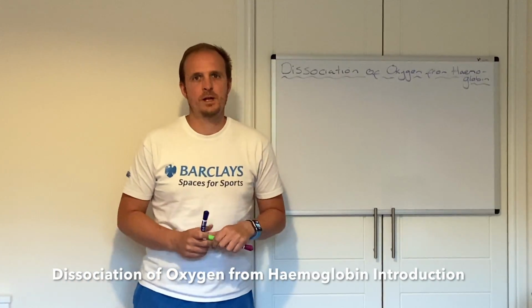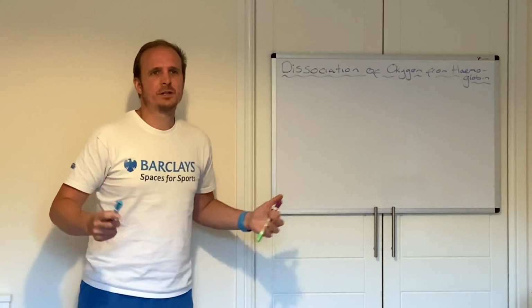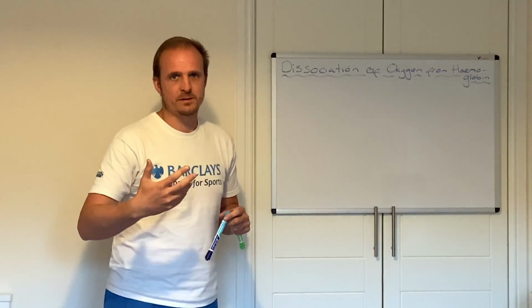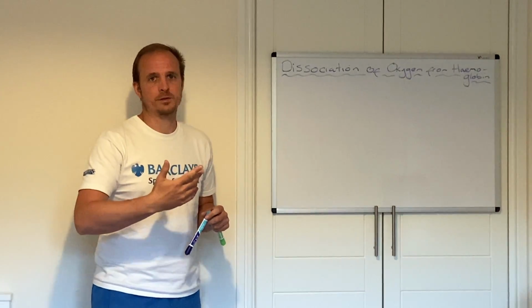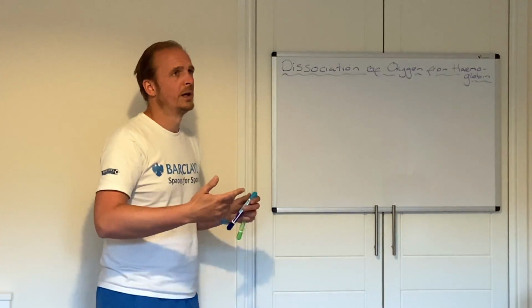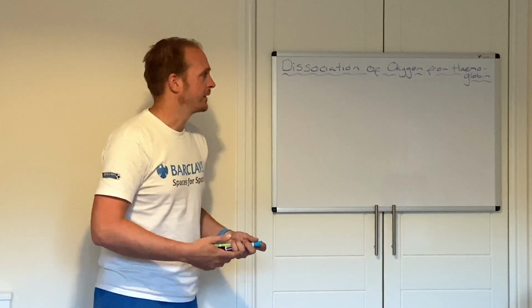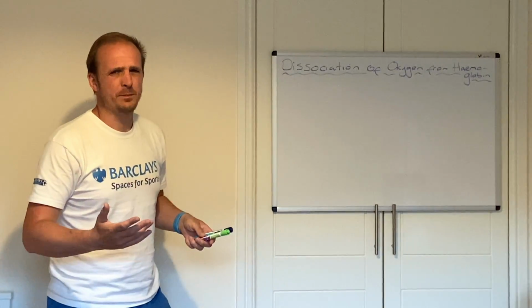Okay, so dissociation of oxygen from haemoglobin. Slightly strange on this. It's often represented through a graph, which I'll talk about in a moment, and we look at something called the S-shaped curve, and we look at something called the Bohr shift. But let's strip things back first and explain what dissociation is and exactly what haemoglobin does.